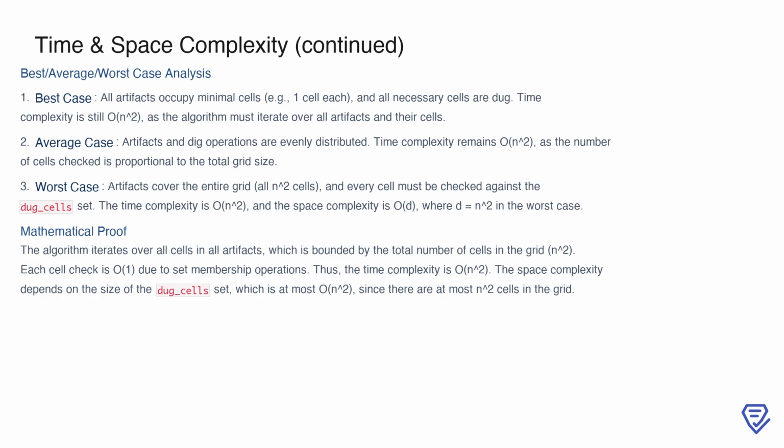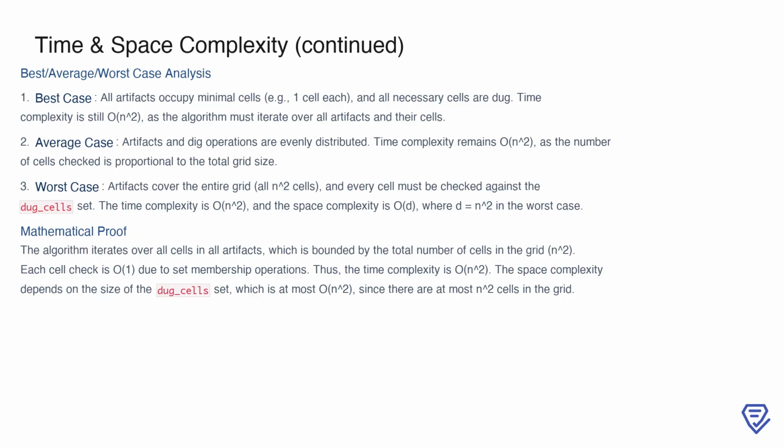In the best case, all artifacts occupy minimal space, such as a single cell each, and all necessary cells are already dug. Even in this scenario, the algorithm must still iterate over all artifacts and their cells, leading to a time complexity of O(n²). In the average case, artifacts and dig operations are evenly distributed, and the number of cells checked is proportional to the total grid size. The time complexity remains O(n²) here as well.